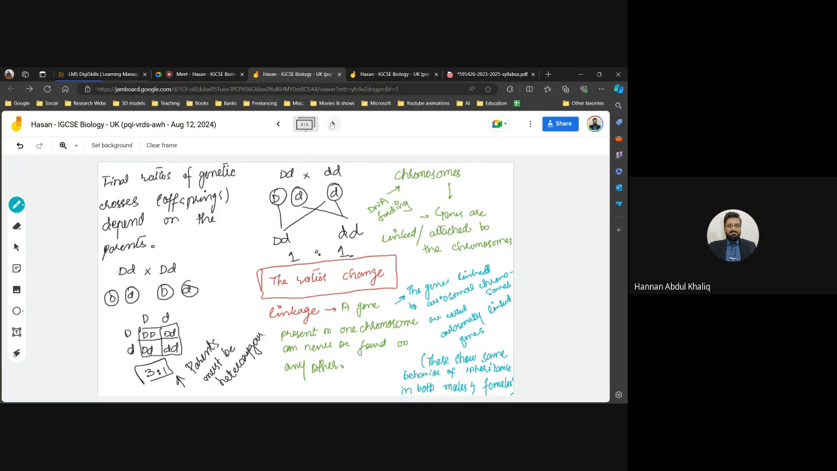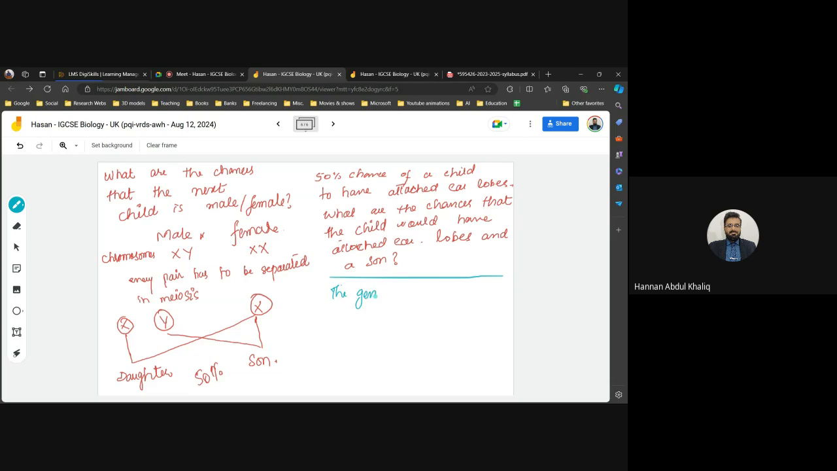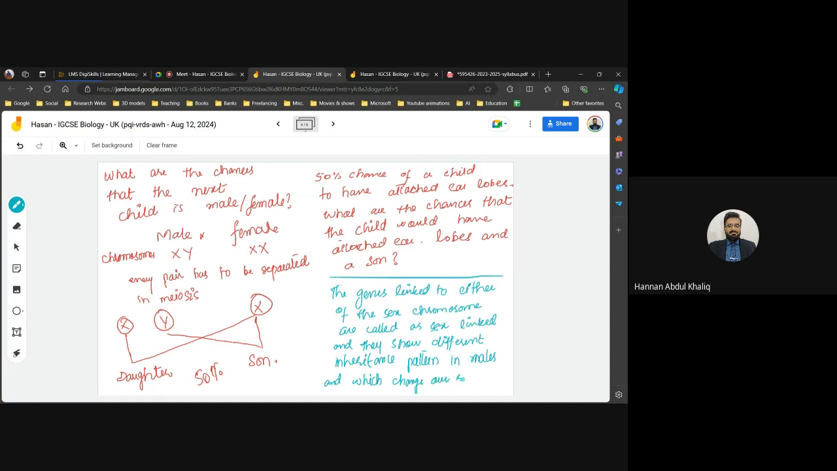Why am I writing this sentence over here? Because the genes linked to either of the sex chromosomes are called sex linked, meaning that you would never find them anywhere else. Sex linked, and they show different inheritance patterns in males and females, which would change our ratio expectations. This is the thing we started our discussion from.